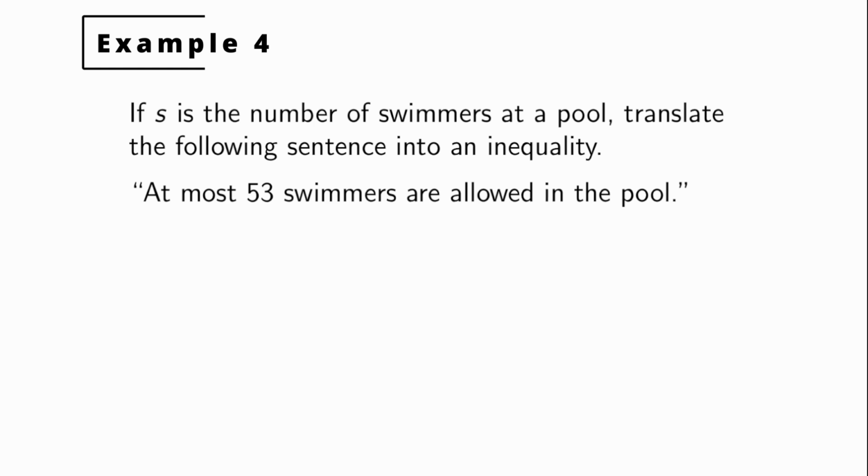So let's look at the following example here. Let's suppose S is the number of swimmers in a pool, and we want to translate this sentence into an inequality. At most, 53 swimmers are allowed in the pool. So ask yourself, if that was a sign you saw, and there were 53 swimmers currently in the pool, would that be okay? At most 53. Yeah.